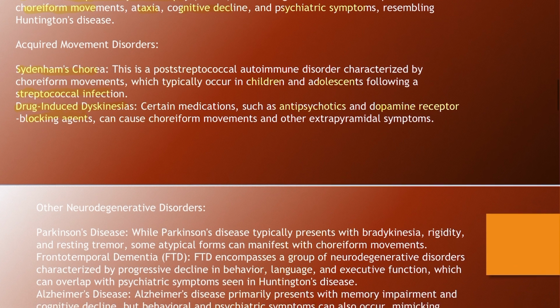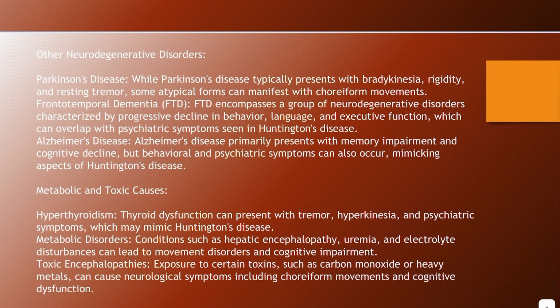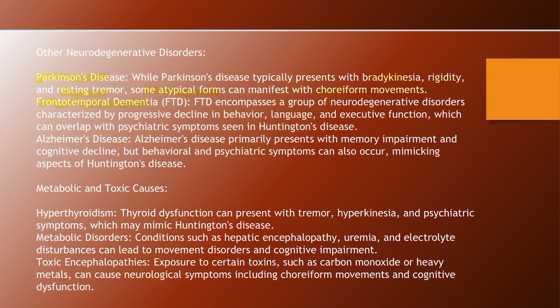Continuing with our differential diagnosis, we will put other neurodegenerative disorders, like Parkinson's disease. Parkinson's disease typically presents with bradykinesia, rigidity, and resting tremor. Some atypical forms can manifest with choreiform movements. Another differential worth considering in the neurodegenerative disorders is frontotemporal dementia. This is a group of neurodegenerative disorders characterized by decline in behavior, language, and executive functions, and this can overlap with the psychiatric symptoms seen in Huntington's disease.